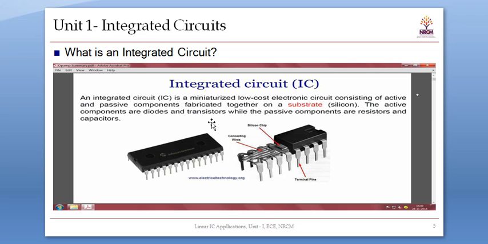Miniaturized means the volume of the IC is less. It is going to occupy less area than the actual circuit is going to occupy.